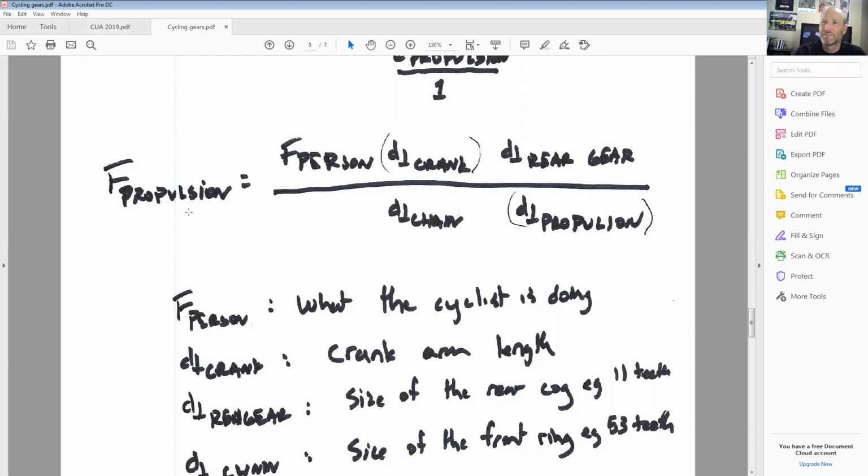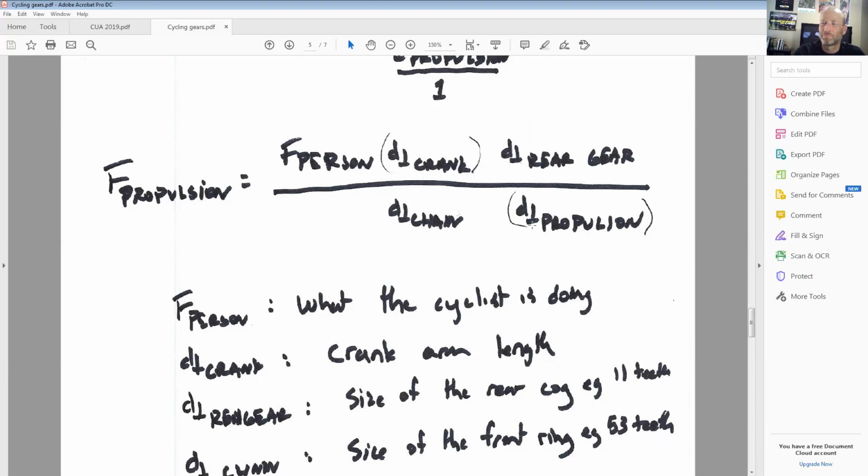So we derived this equation in part 2: the propulsion force pushing on the bike rider, which makes the bike go forward, is equal to what the person is doing, pushing on the pedal, times d perpendicular crank, which is the length of the crank arm that the pedal is attached to, times the size of the rear gear, divided by d perpendicular chain. This is the size of the front gear, and then d perpendicular propulsion, which is the size of the wheel.